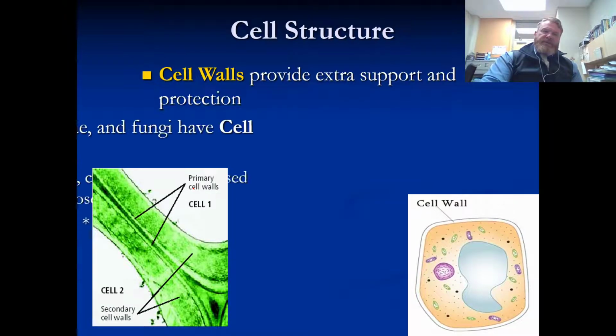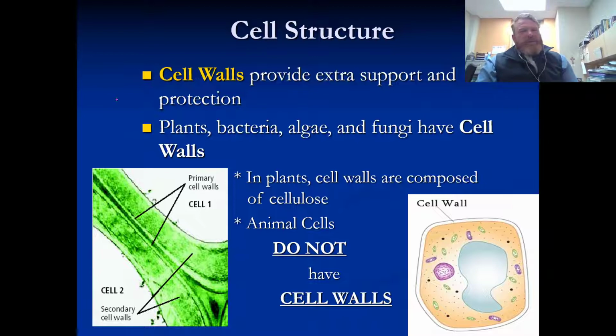All right, jump into it. Cell wall, only in plants. Some bacteria have it, algae, and fungi. So more or less, I should put maybe not only in plants, but only in non-animal cells. So these plant cell walls are composed of cellulose.